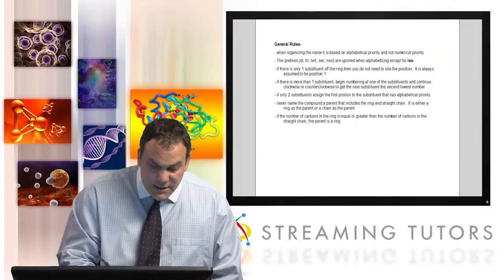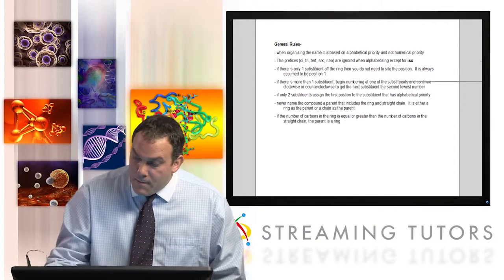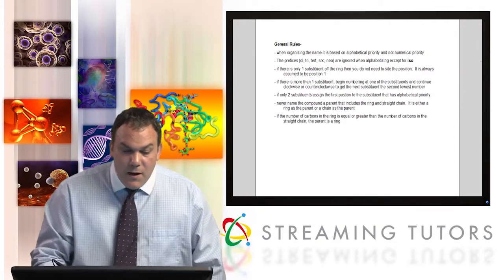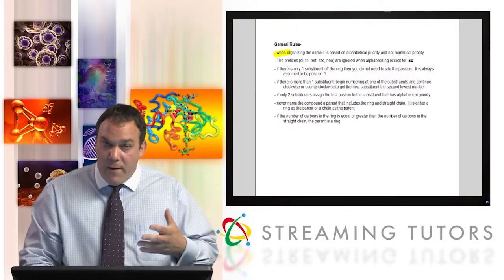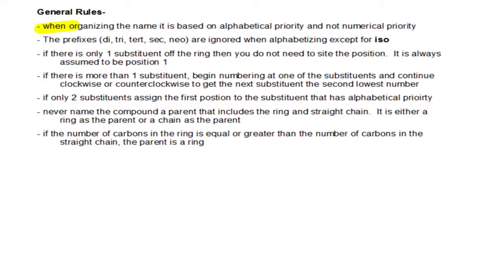Okay, so I'll scan through the rules real quickly with you, but again, you should go back and read these rules. So this rule, I think, is very clear. We've been through this a few times now. When you organize the name, it's alphabetical priority, not numerical priority. You know about the di, tri, that you could ignore those except for iso. Again, this is all review from the previous video. Now here's something. If there's only one substituent off the ring, only one, see that? Then you don't need to say the location. It is implied. It's assumed to be number 1. So if you have a ring with one branch, you don't have to say 1 whatever. Just say the name of the branch. That's it, because you know it's position 1.